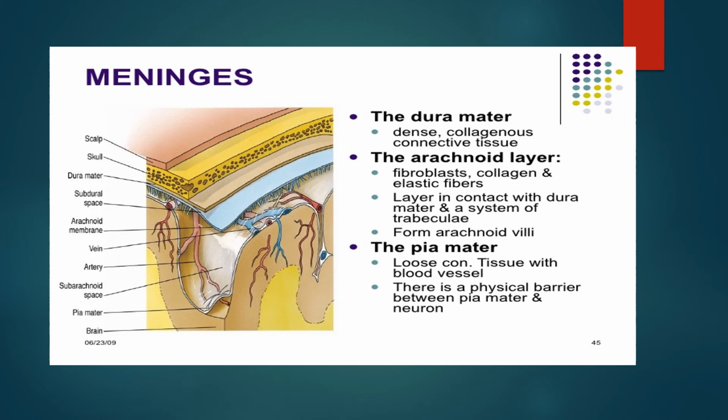Okay, these two things you have to memorize: the space between the dura mater and the arachnoid matter is the subdural space, and the space between the arachnoid matter and the pia mater is called the subarachnoid space.